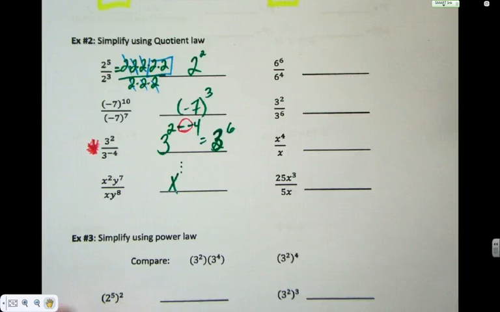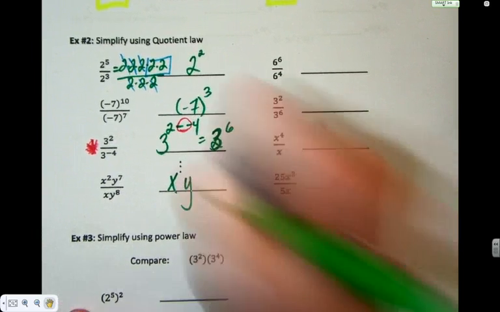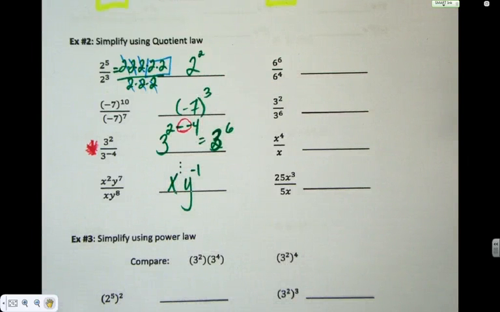Y to the 7 minus 8. What is 7 minus 8? Minus 1. And you can have negative exponents. You'll understand what they mean next year, but negative exponents are fine. Okay, so when there's more than one variable, no big deal. We just do them separately.